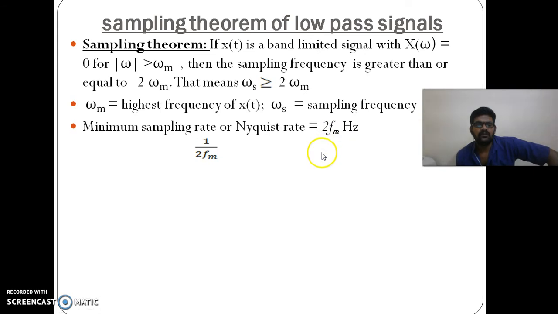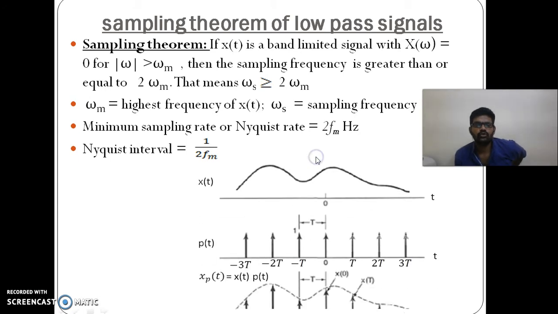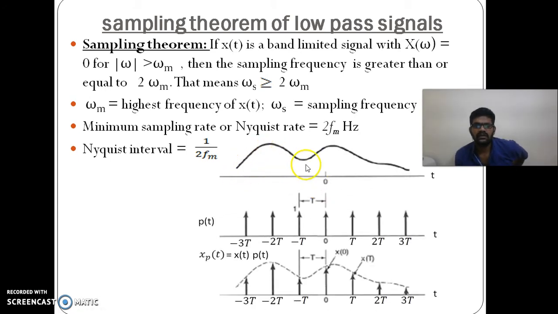the sampling frequency. So the maximum sampling interval is 1 by 2 fm, and the Nyquist rate is 2 fm. So this is the signal and these are the samples. This is the sampled signal. If you receive these samples and add up their amplitudes, it is possible to reconstruct the original signal from its samples. Rather than transmitting the entire signal, you can transmit these samples. This is called the sampling theorem.